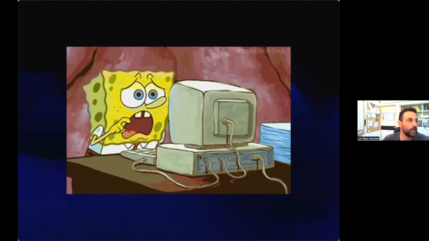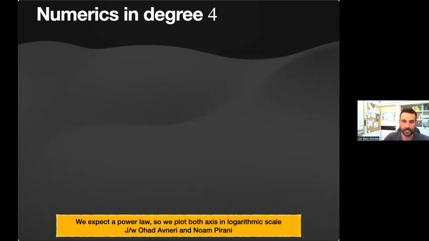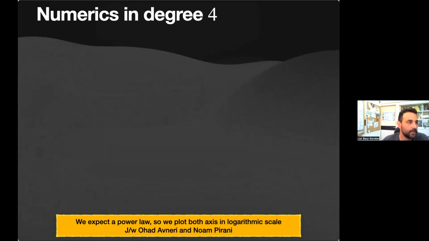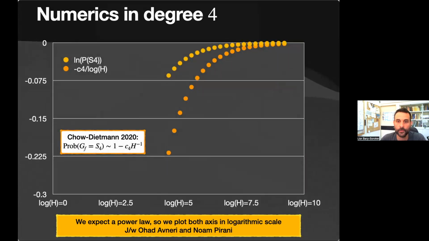And for this, it's very good if you have students, especially good students. So the numerics is done with two students, Oad Avneri and Noam Pirani. And we took degree 4 because we didn't want the probabilities to go to 0 too fast. And we expect a power law, so we plot both axes in logarithmic scale. So if the probability is h to some power, we will see a straight line. And then we try to compute all kinds of probabilities. So first, we compute the probability that the Galois group is S4.